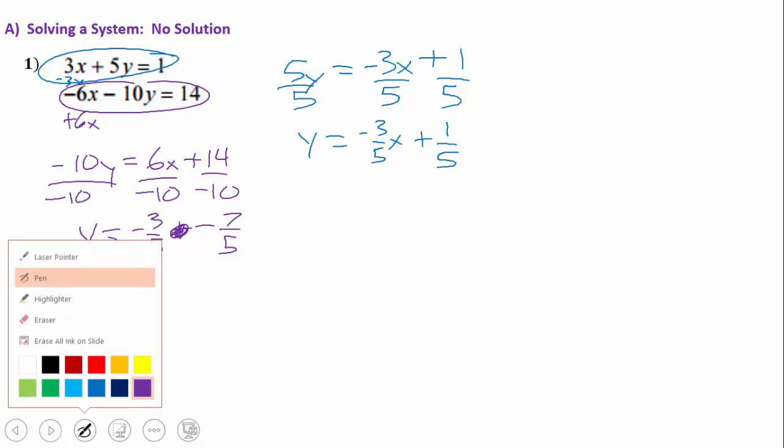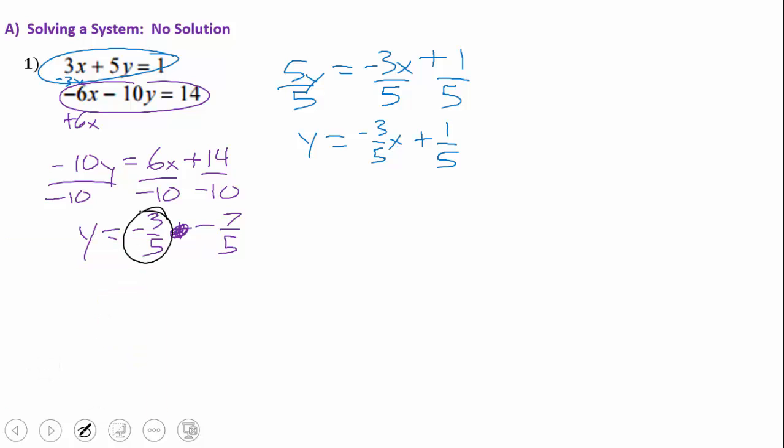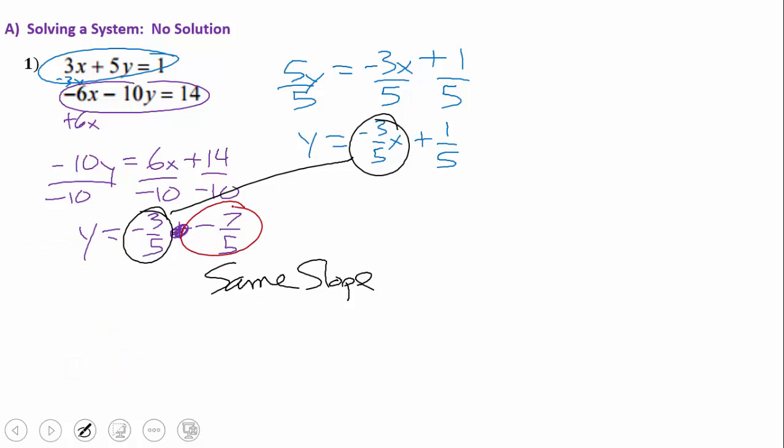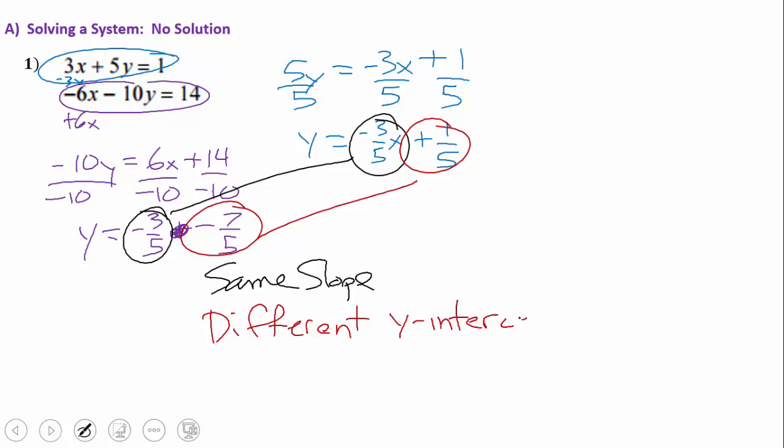So what do we have here? That's right. We have two equations, but these two equations have the same slope, and they have different intercepts. So if we have the same slope and different intercepts, what's the solution to this system? That is absolutely correct. No solution.